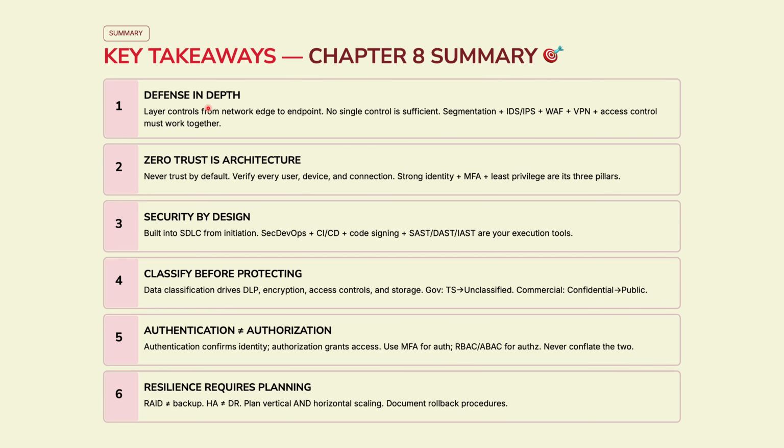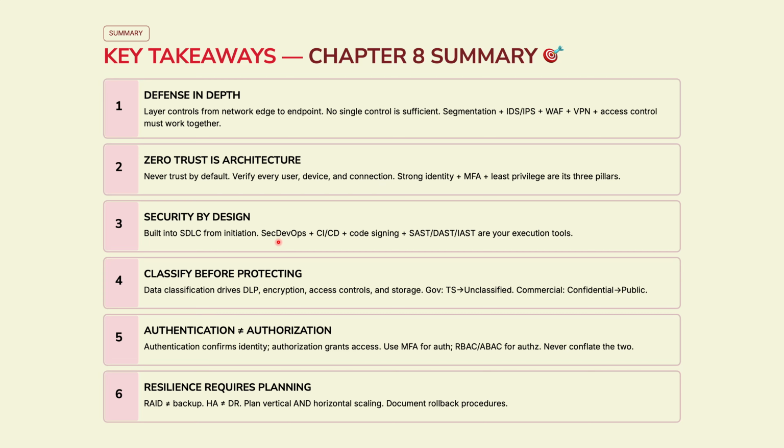We talked about defense in depth, meaning layering controls from network edge to endpoint. No single control, whether IDS, WAF, VPN, or access control, is sufficient on its own. They must work together as a coordinated system. The second one is zero trust architecture, which represents a fundamental shift from perimeter-based security. Strong identity verification, mandatory MFA, and least privilege are its three pillars.